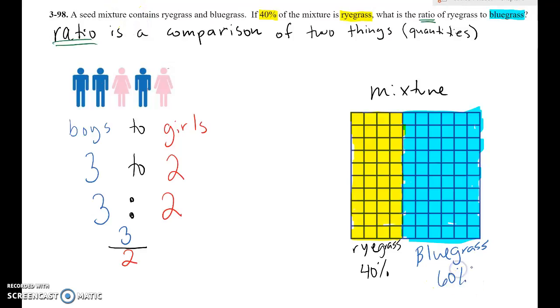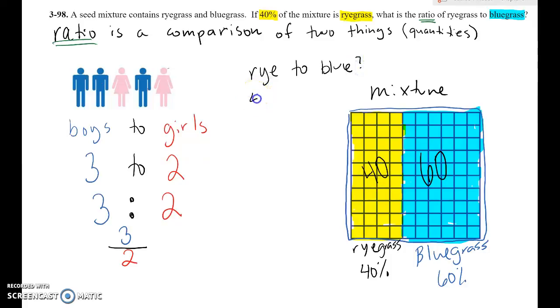So if I were to compare these two, that's all I'm doing. Let's talk about how many of each. If there was, say, 100 seeds, because that's what we have here in our total. So out of that 100, if that was our mixture, we would have 40 of them ryegrass, and 60 of them would be bluegrass. So what is our comparison here of ryegrass to bluegrass? Well, it's 40 rye to 60 blue. 40 to 60. Now that is the correct answer.